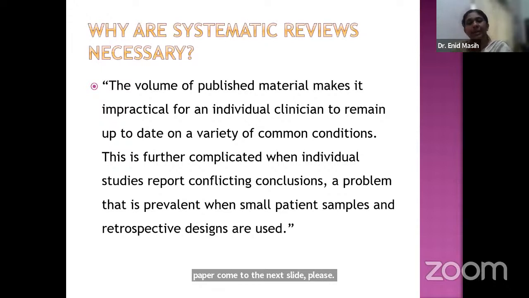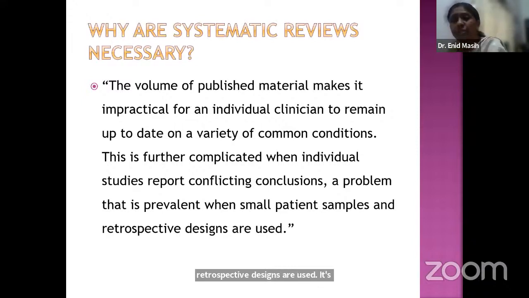Why are systematic reviews necessary? The volume of published material makes it impossible for an individual clinician to remain up to date in a variety of common conditions. It is further complicated when individual studies report conflicting conclusions, a problem that is prevalent when small patient samples and retrospective designs are used.